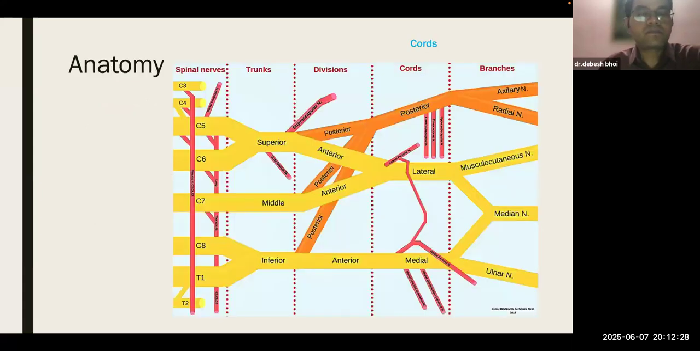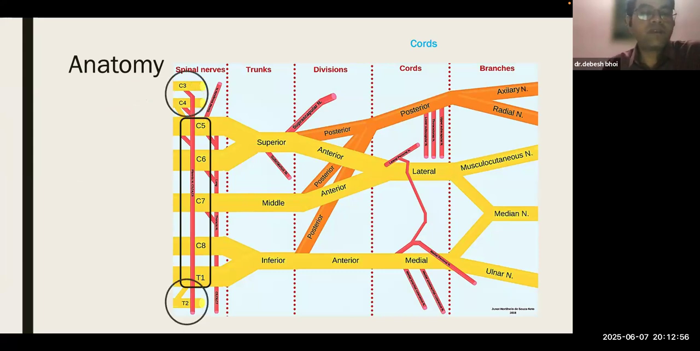If you look at the anatomy of the brachial plexus, it starts from the spinal nerves C5, C6, C7, C8, and T1. This is the most common component that forms the brachial plexus. Sometimes there is a prefix contribution from C3 or C4, or a postfix contribution from T2. Once these ventral rami from C5 to T1 form the brachial plexus, they divide into the trunks. There are three trunks: superior, middle, and inferior.